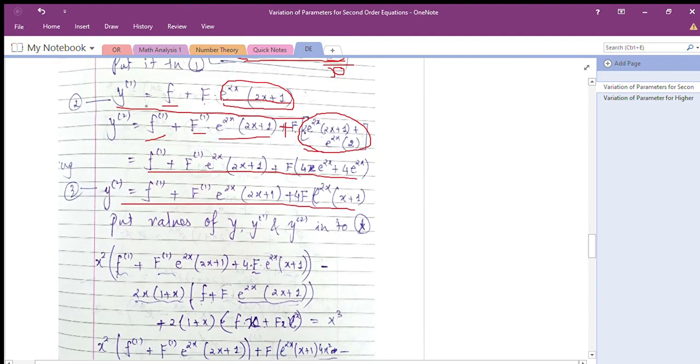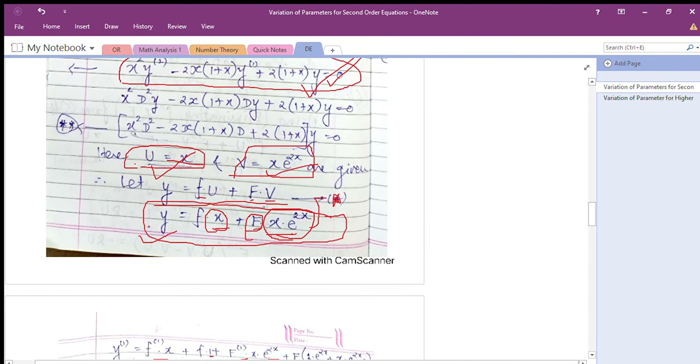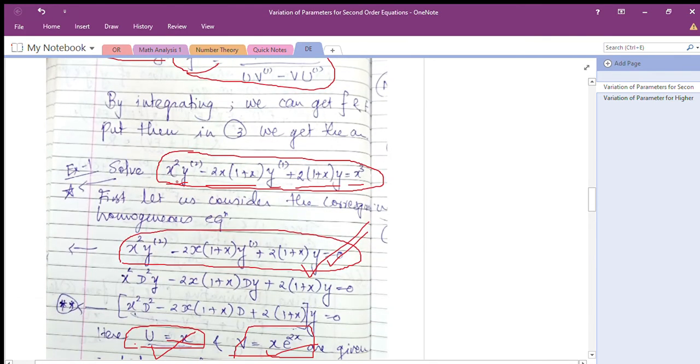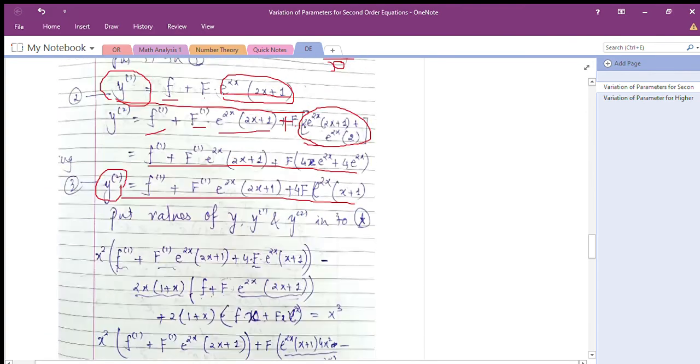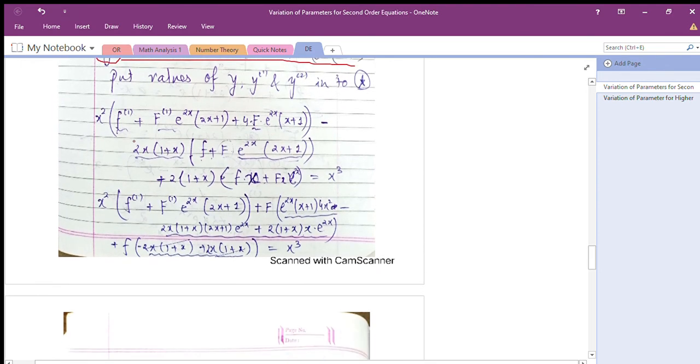Call it number 3. We get all those three values, y1, y2, and y is also given to us. This is y. So put all these values into the given equation star. Is that okay? Because we need to find the answer of star. So when we put the values of y1 and y2 into star, we will get x square into y2 minus 2x(1 plus x) y1 plus 2(1 plus x) into y is equal to x cube.